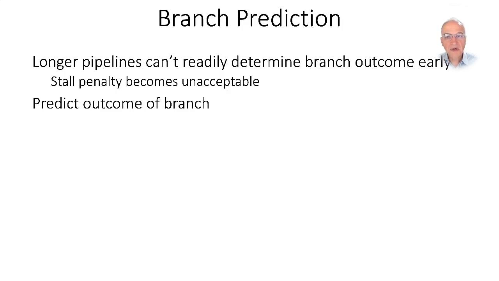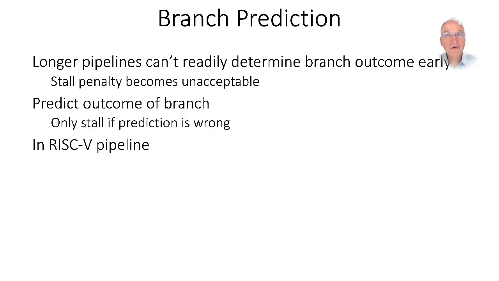We're going to start with some simple predictions. So we want to predict the outcome of the branch, and we're only going to have stalls if our prediction is wrong. If our prediction is correct, we're going to be able to fetch instructions at full speed as if we did not have a branch. So in the RISC-V pipeline, one of the simple solutions is what we call a static prediction. A static prediction is a prediction that I make for branches without knowing what's going on during the execution of the program. So the static prediction is the same for all programs and for all branches.